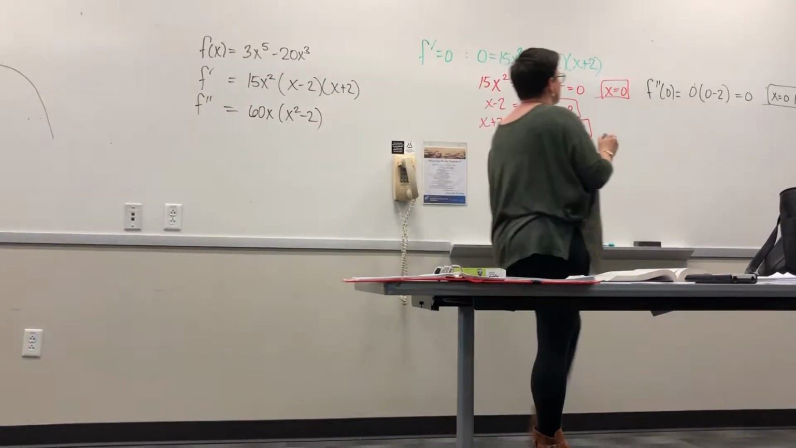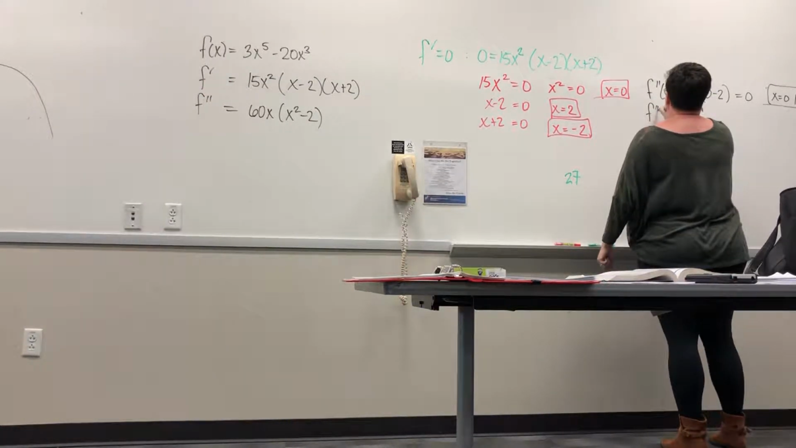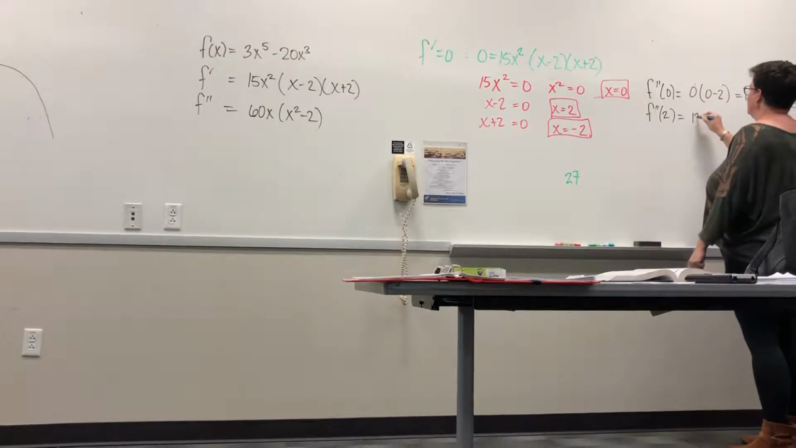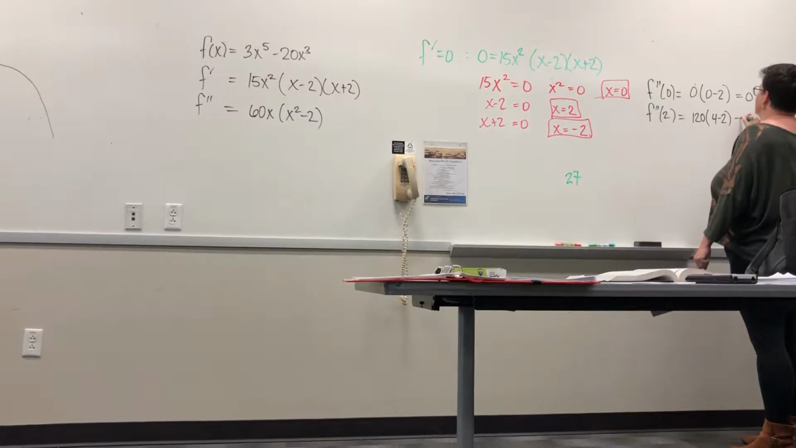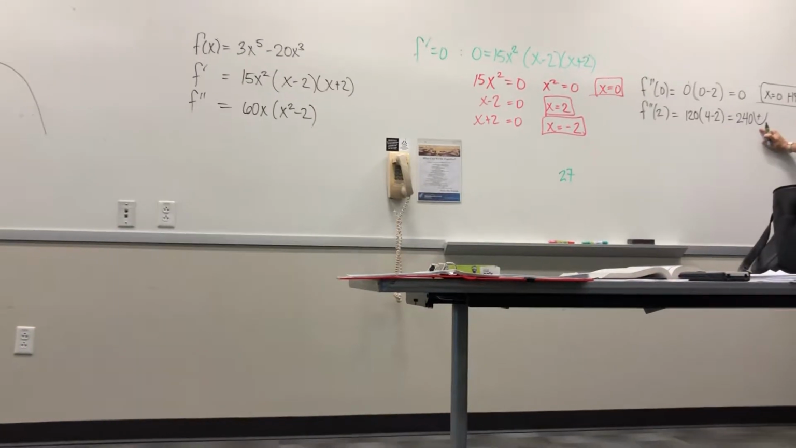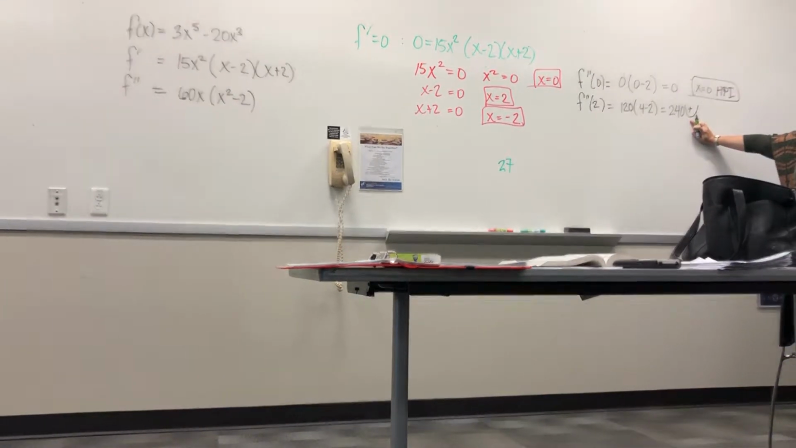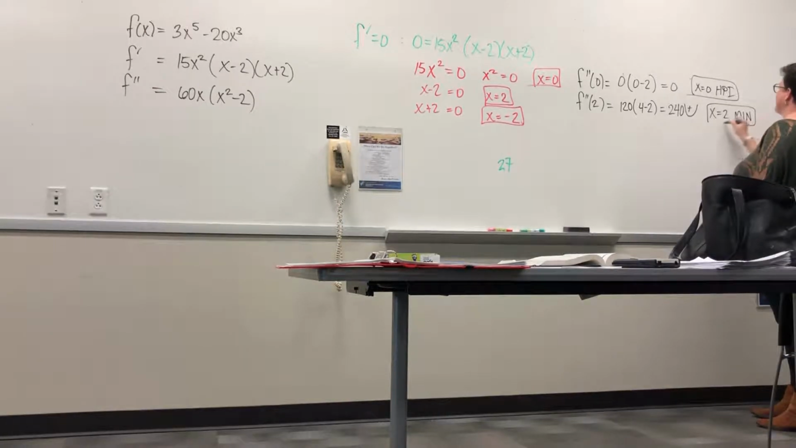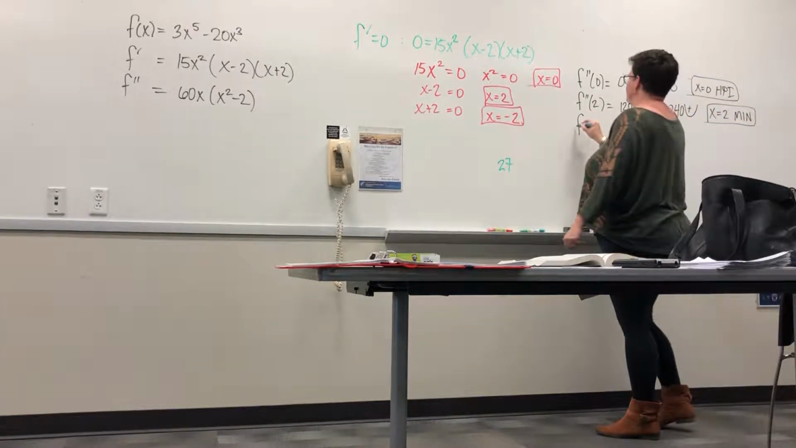So it's either doing this or it's doing this with that point slope of 0. Okay? So now we test 2. f double prime of 2 equals, gosh, 120 times 2 squared is 4 minus 2. What's 120 times 2? That's a positive answer. So is there a minimum or a maximum built into that concavity, guys? It's a minimum. So x equals 2 is a minimum. Okay, now let's test negative 2.